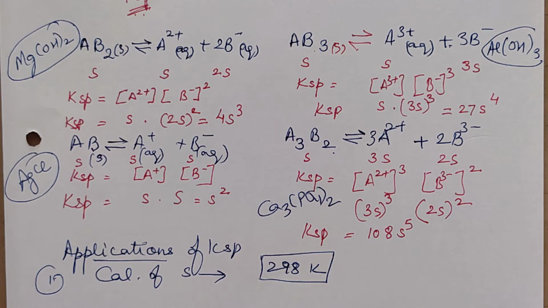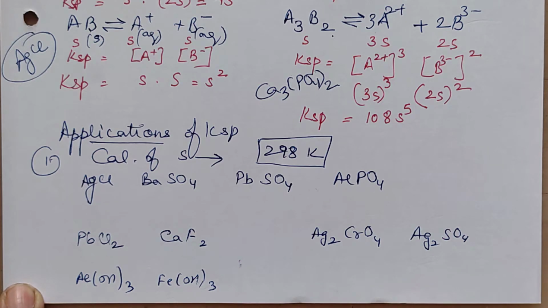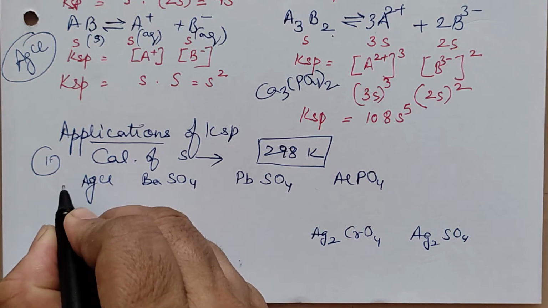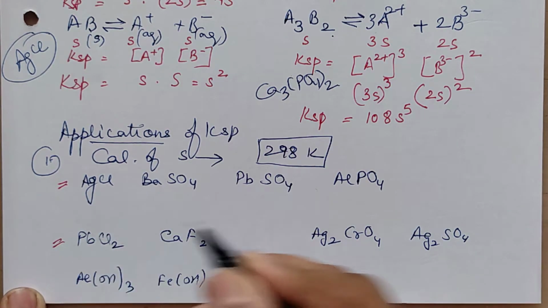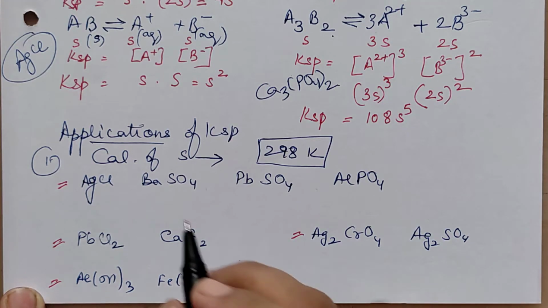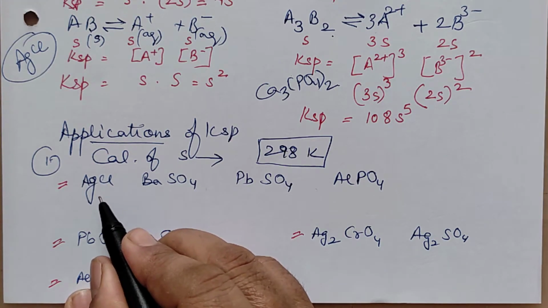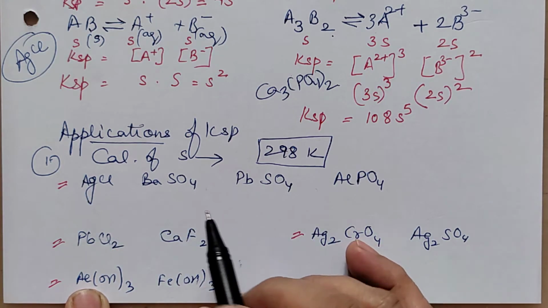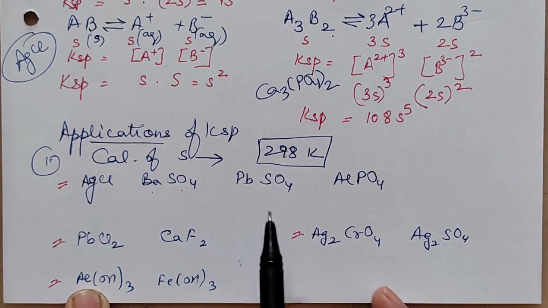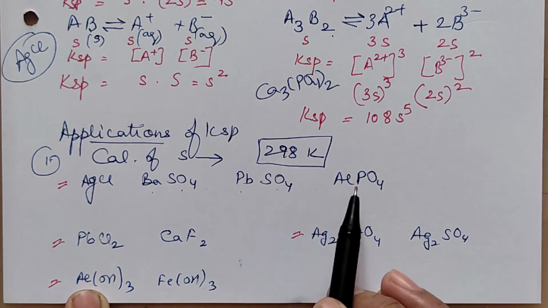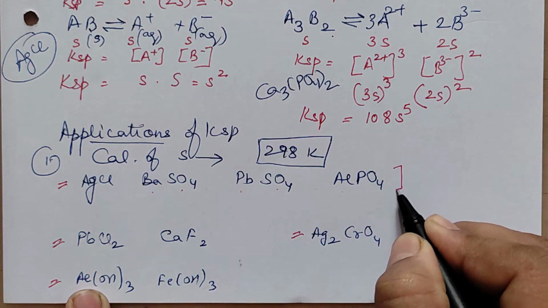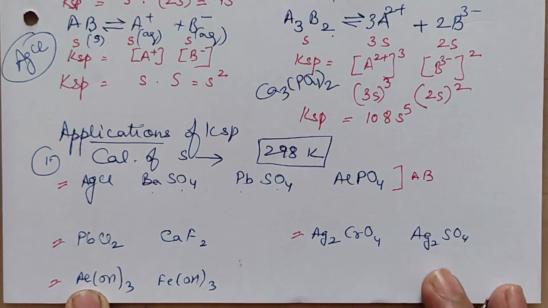Yeah, let me just explain that. Now suppose you are given these salts, there are some categories of salts I have written. This is one category, this is the second category, this is the third and the fourth. You can just observe, this is giving 1 Ag plus and 1 Cl minus ion. This is giving 1 barium, 1 sulfate, one lead, one sulfate, one aluminium, one phosphate. So all these are of the same type, that is AB type. One cation, one anion they are giving on ionization.